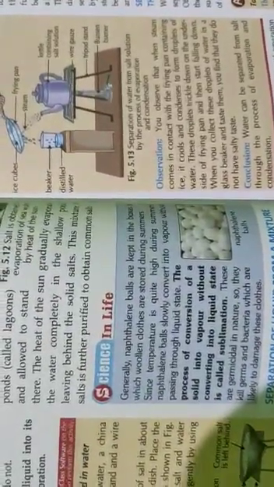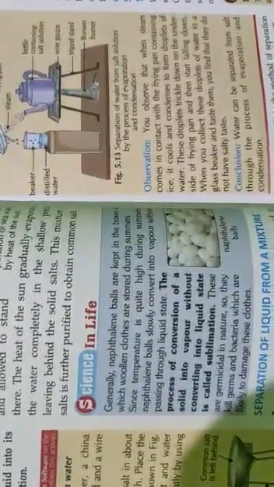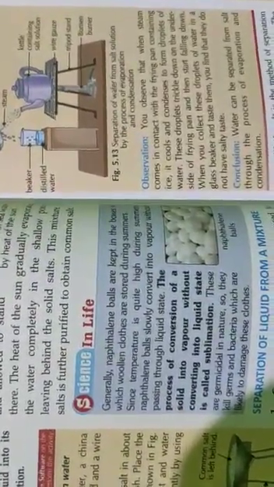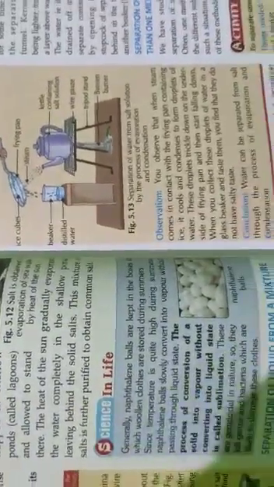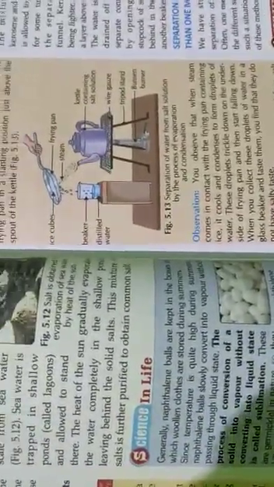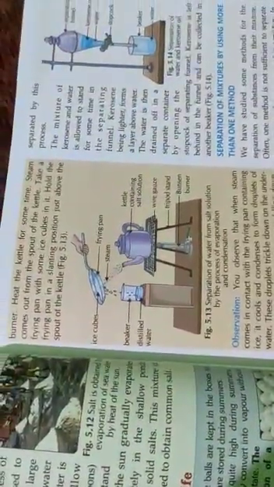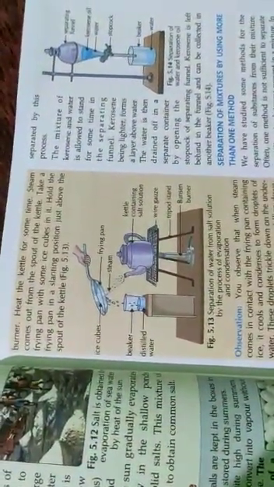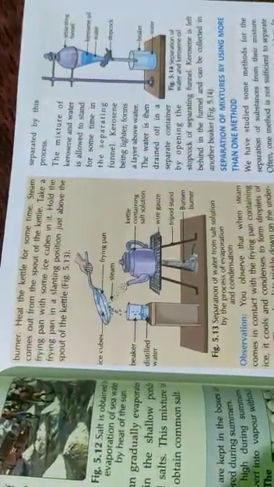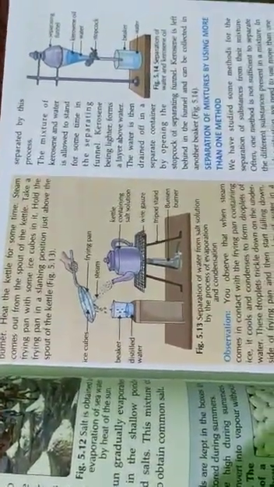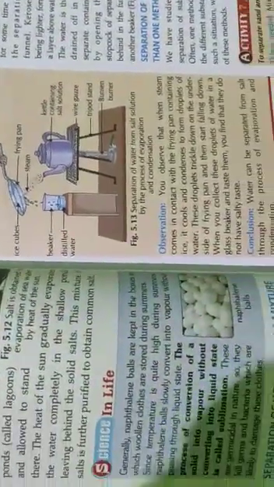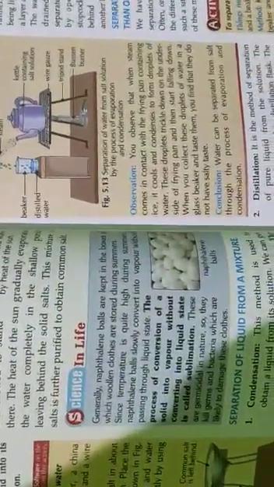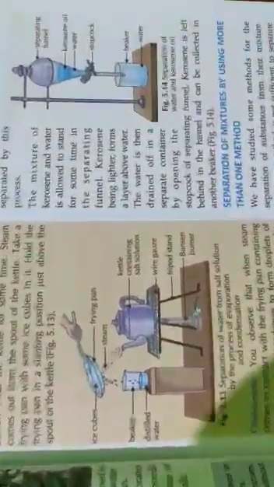Next thing is the separation of immiscible liquids from a mixture. When two liquids are immiscible, they can be separated by a separating funnel. For example, kerosene oil and water from their mixture can be separated by this process. You can see in this figure 5.14 separation of water and kerosene oil.